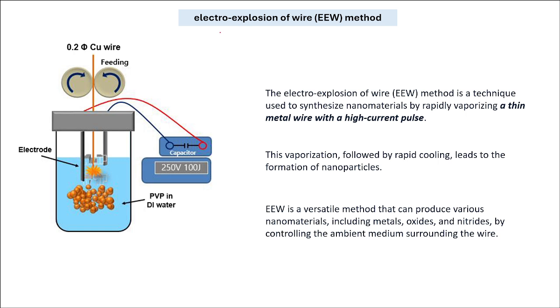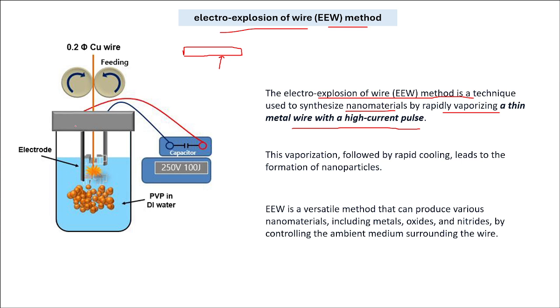The other one is electroexplosion of wire, the EEW method. This electroexplosion of wire method is a technique used to synthesize nanomaterials by rapidly vaporizing a thin metal wire with a high current pulse. In the above two cases, there was a target substance. In one case, it was being vaporized, and when it condensed, the nanoparticles were formed. In the other case, high energetic ions were being used to bombard the target materials, and because of the sputtering mechanism, the nanoparticles were being formed.